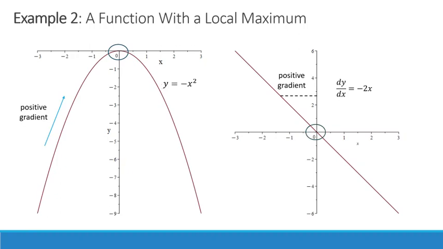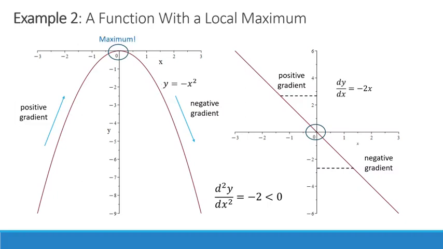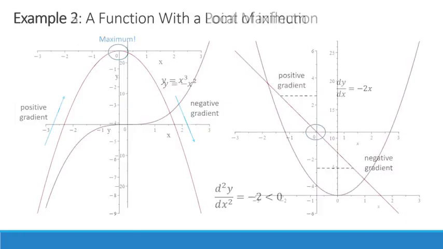On the right of the stationary point, minus x squared is decreasing, so we have a negative gradient, which corresponds to when the graph of the gradient is negative for positive values of x. Now we're going to look at the second derivative, which is minus 2, which is negative. This means that the gradient is decreasing about the stationary point, so it must be a maximum.